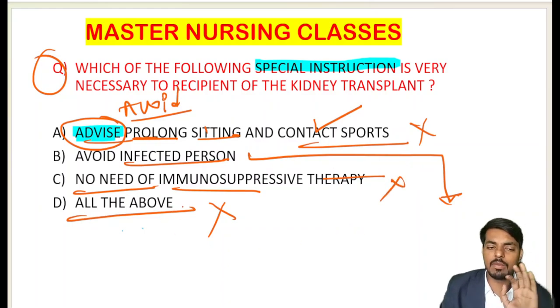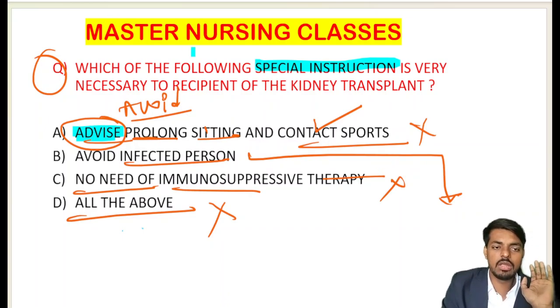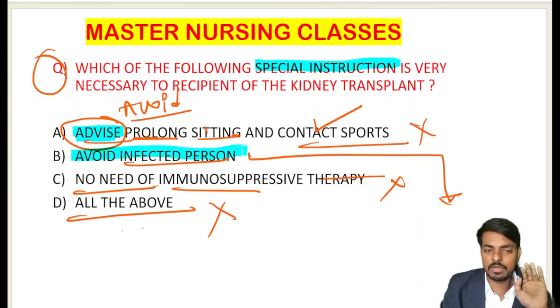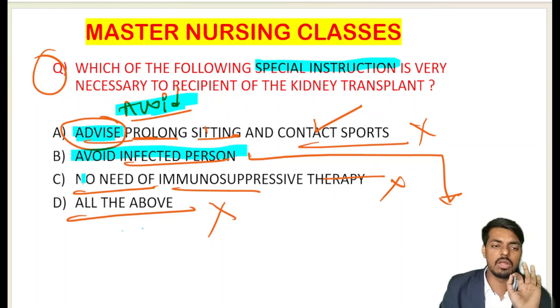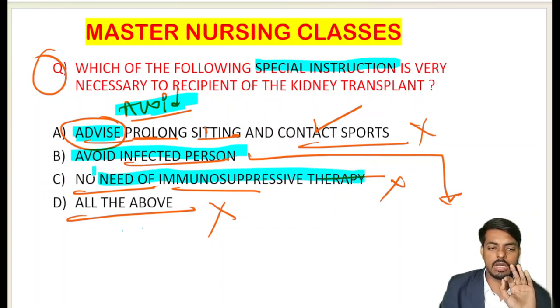Since two options are wrong, the option 'all of the above' is not the answer. So the answer for the question is the special instruction, that is, avoid infectious persons, and advise not to sit for prolonged periods and to avoid contact sports. And lifelong need for immunosuppressive therapy, where the word 'no' is destroying the answer. Hope the concept is very clear for this question.